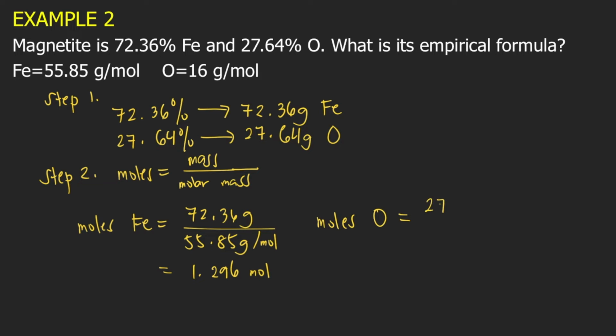Then, we solve for the moles of oxygen. The mass is 27.64 grams divided by the molar mass given in the problem, which is 16 grams per mole. And this gives you around 1.728 moles of oxygen.